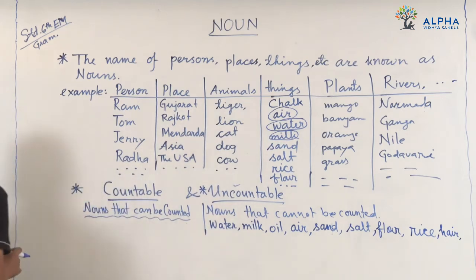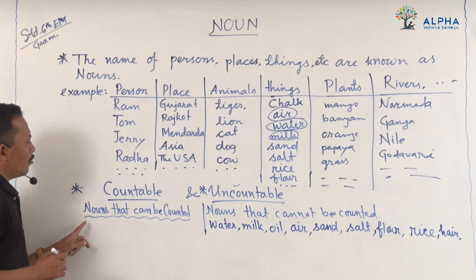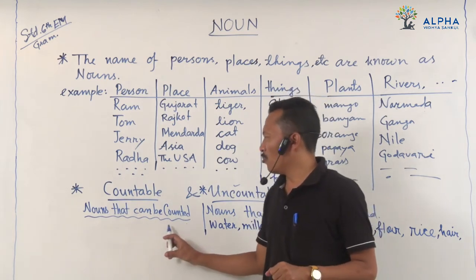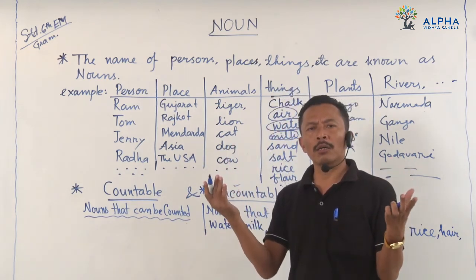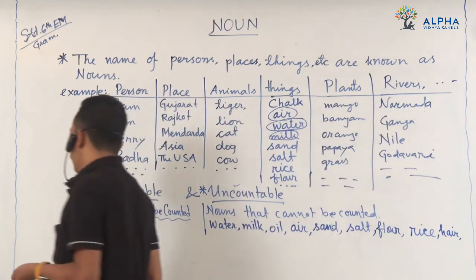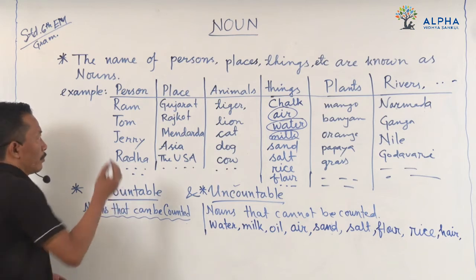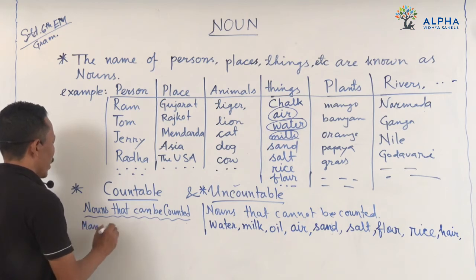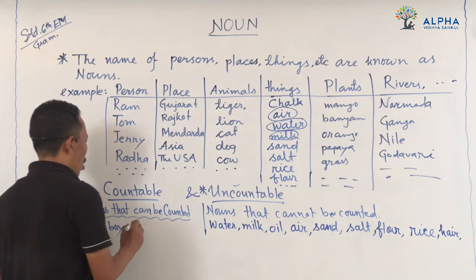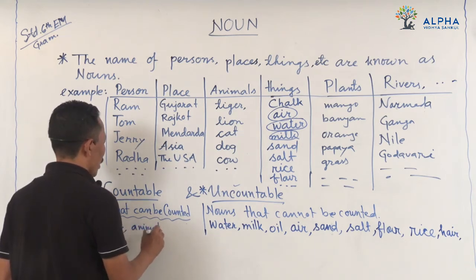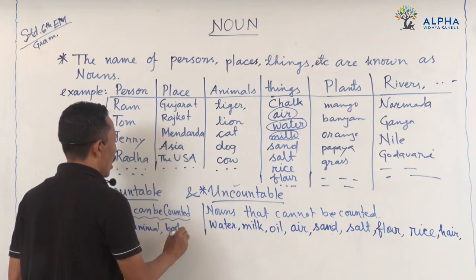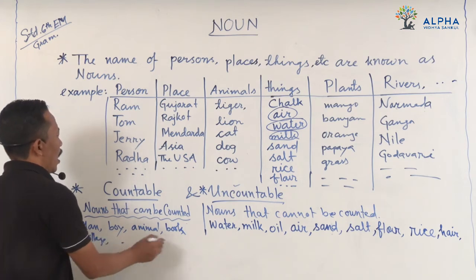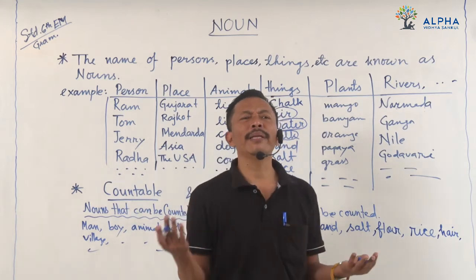Then nouns that can be counted. Sorry. Nouns that can be counted means, see, most of the nouns can be counted. I can say name, how many persons. Man, we can count man. We can count boy. How many boys? We can count animals. Yes, we can. I can count books. I can count the names of villages. Unlimited.